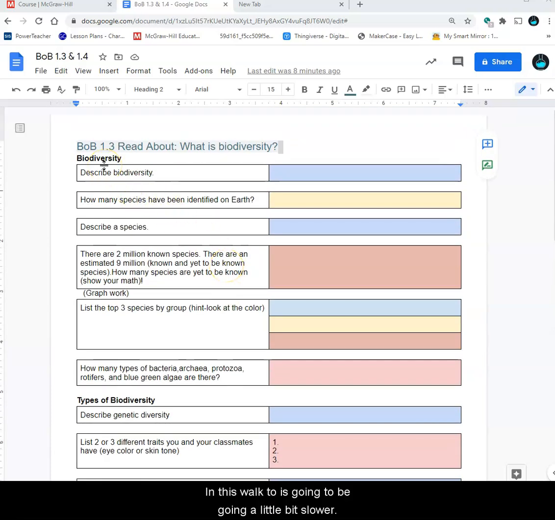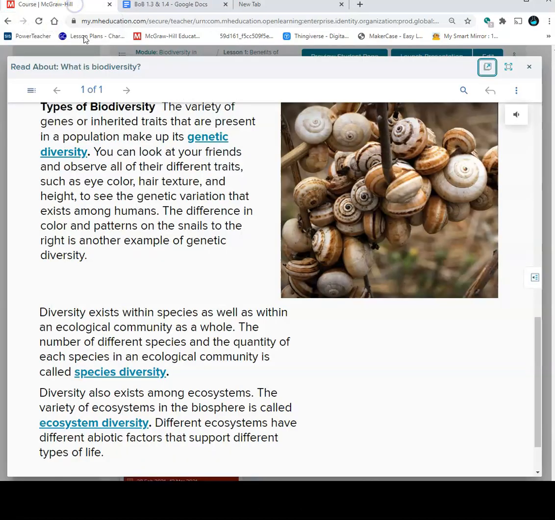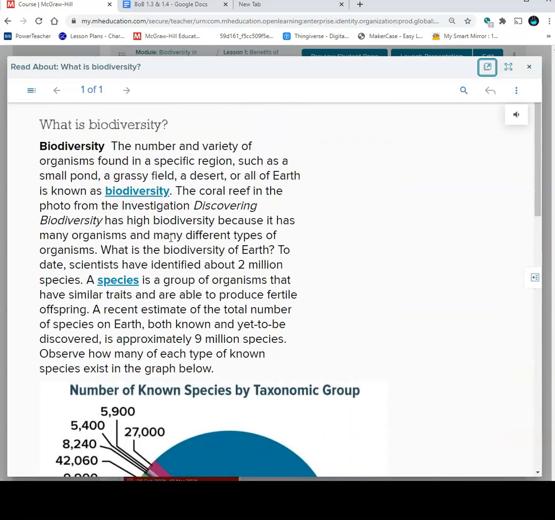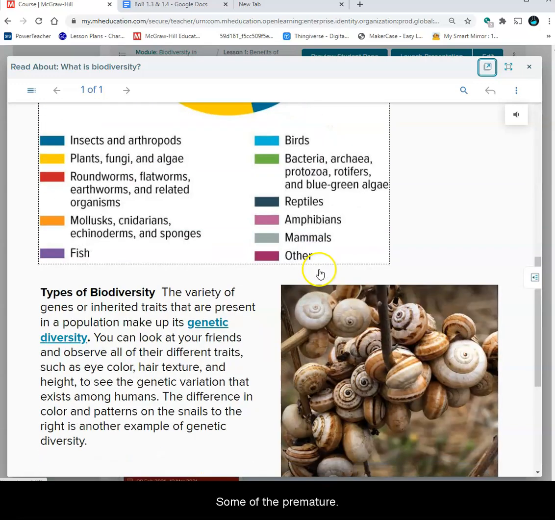And in this walkthrough, it's going to be going a little bit slower. So it would really benefit you to open up the course page. If the video is a little bit blurry, opening up the course page will help you. Otherwise, you'll have some opportunities to pause this video and read through some of the reading material.